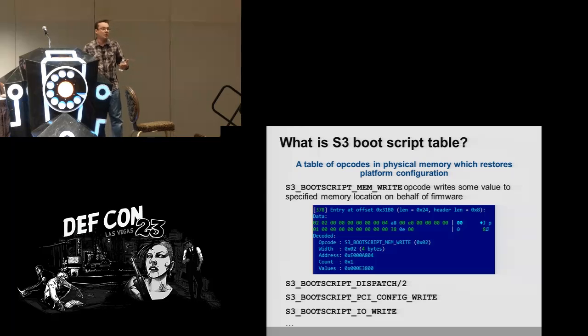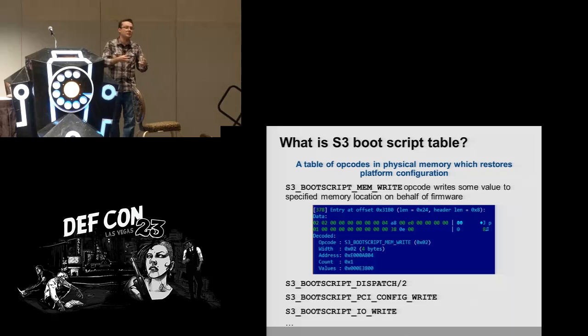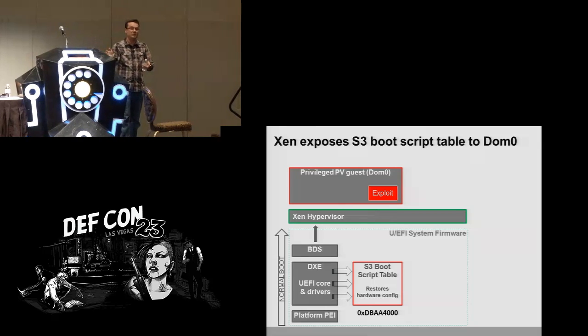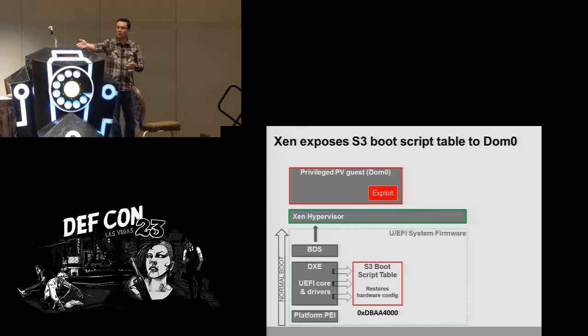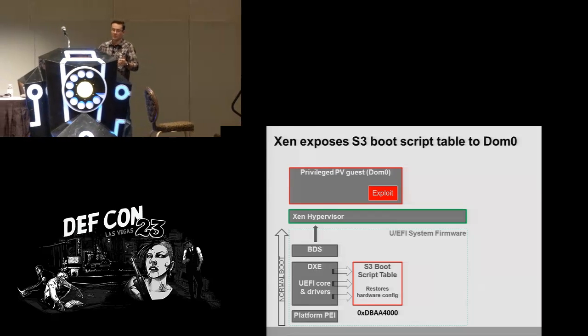But there are other opcodes because sometimes it's not sufficient to just write to the register. Sometimes firmware needs to do a little more complex action. For those types of things, there is a dispatch opcode that basically just invokes arbitrary code. So, what could go wrong? First of all, the vulnerability is described in great detail in the white paper we referenced, as well as in the publications by Corey and Rafal.